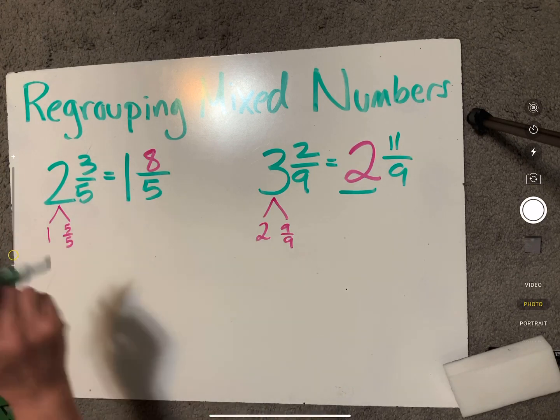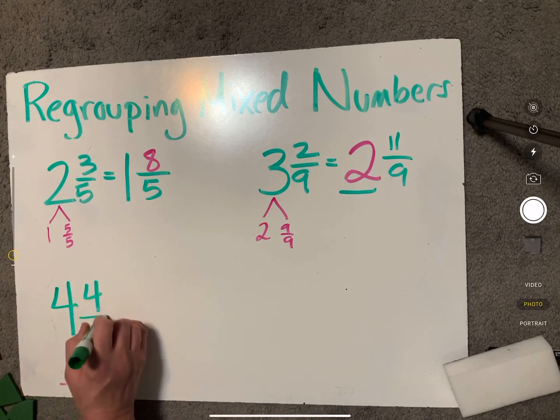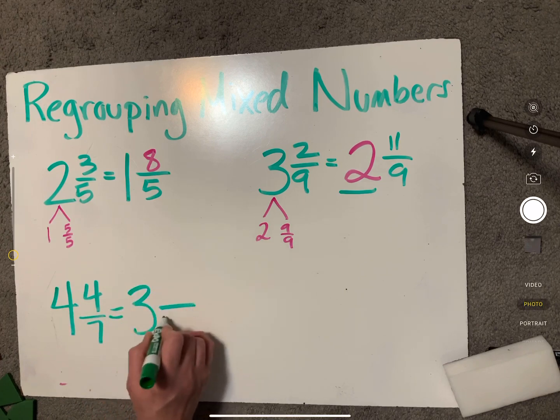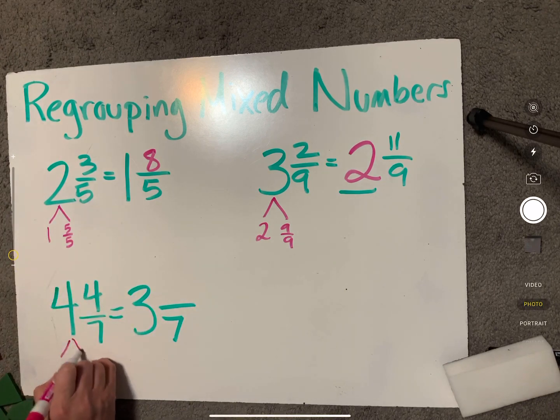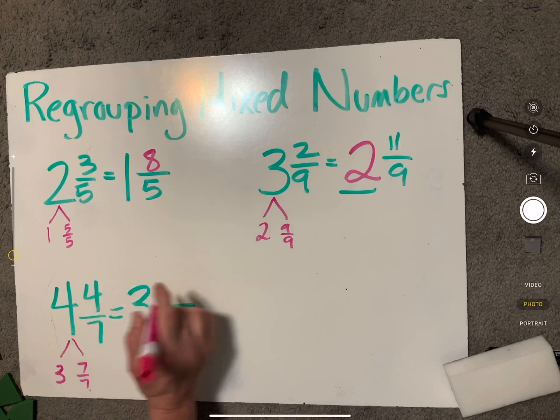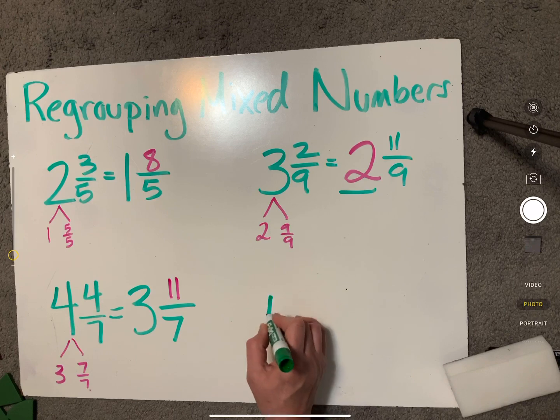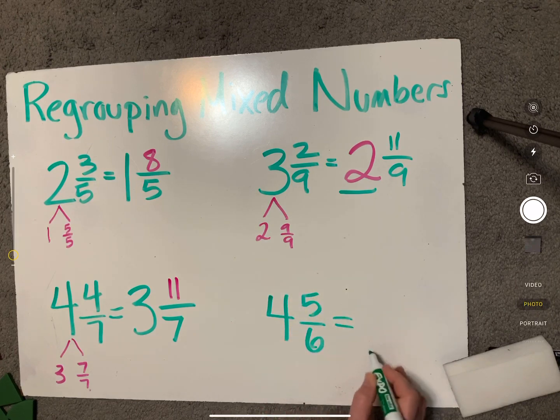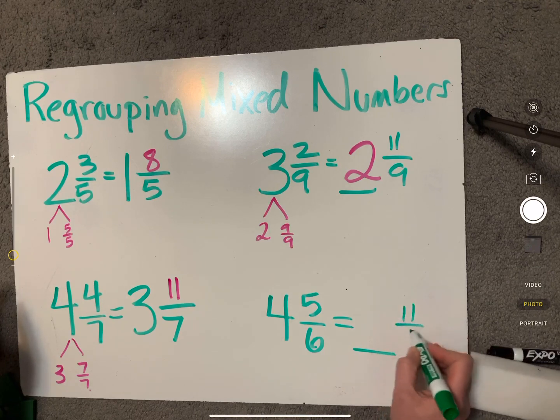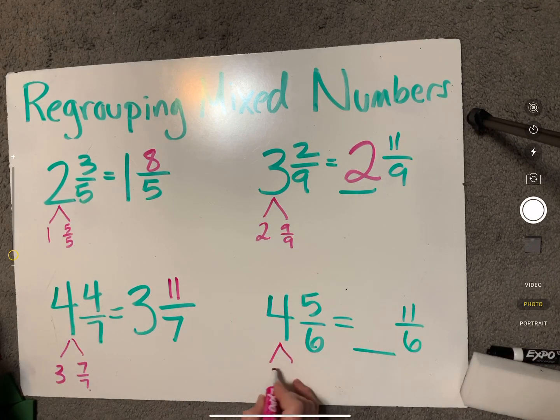Okay, 2 more. 4 and 4/7 equals 3 and how many sevenths? So we're going to split this 4 into a 3 and 7/7. So 7/7 plus 4/7 equals 11/7. All right, last one. 4 and 5/6 equals blank and 11/6. So we're going to split this into a 3 and 6/6. So 6 plus 5/6 does equal 11/6, and our 3 is our whole number.